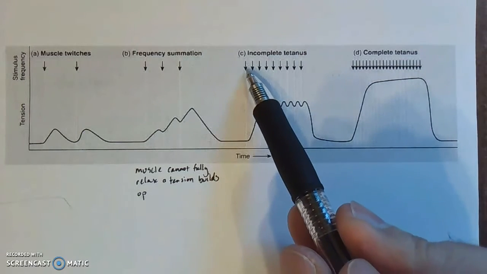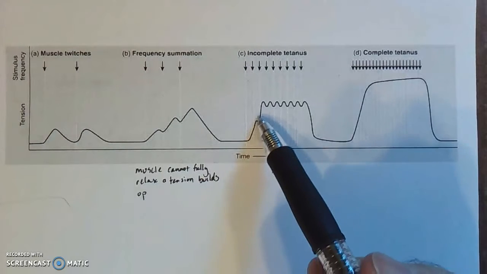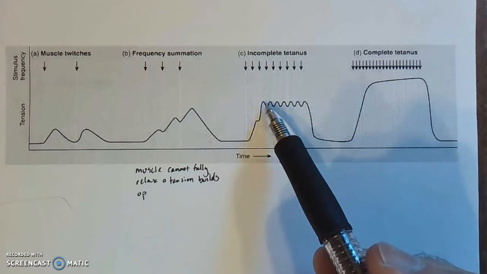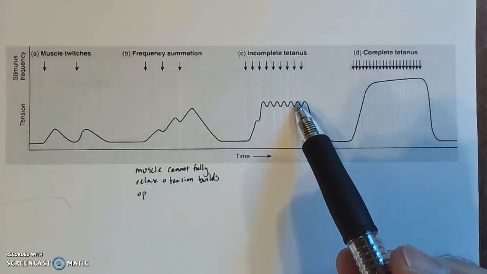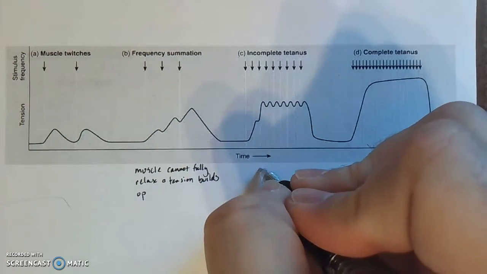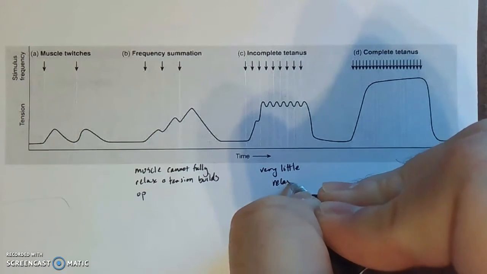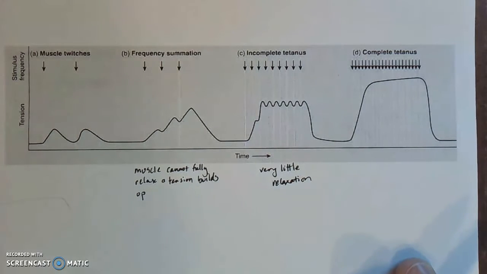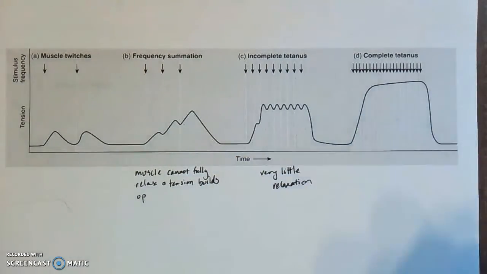Now, if we start getting them even closer together, you can see how it kind of looks like Bart Simpson's head here. That we end up with very little relaxation, and then we end up staying up in this range. So in this one, there is very little relaxation, and we end up with something called incomplete tetanus. Tetanus means constant muscle contraction, but this is incomplete.